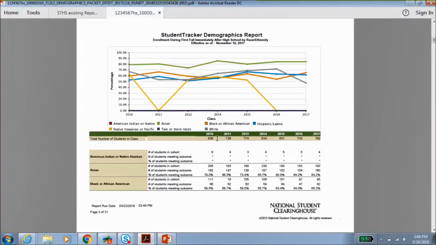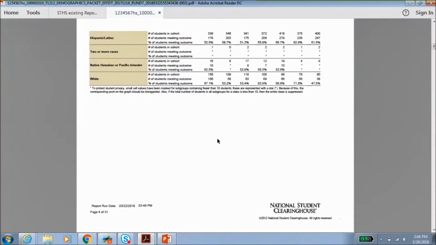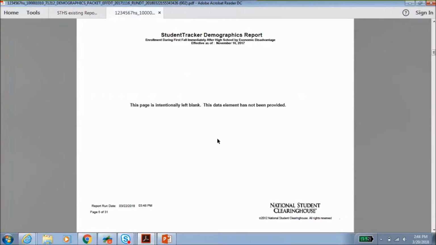Again, first fall. This one breaks it out by the race ethnicity. Okay, this one just went on to the second page showing you the numbers. Now this one says it's intentionally left blank. This is just to let you know that in this example, the school in question did not provide the economic disadvantage indicator for any of the students, so there's nothing to report.